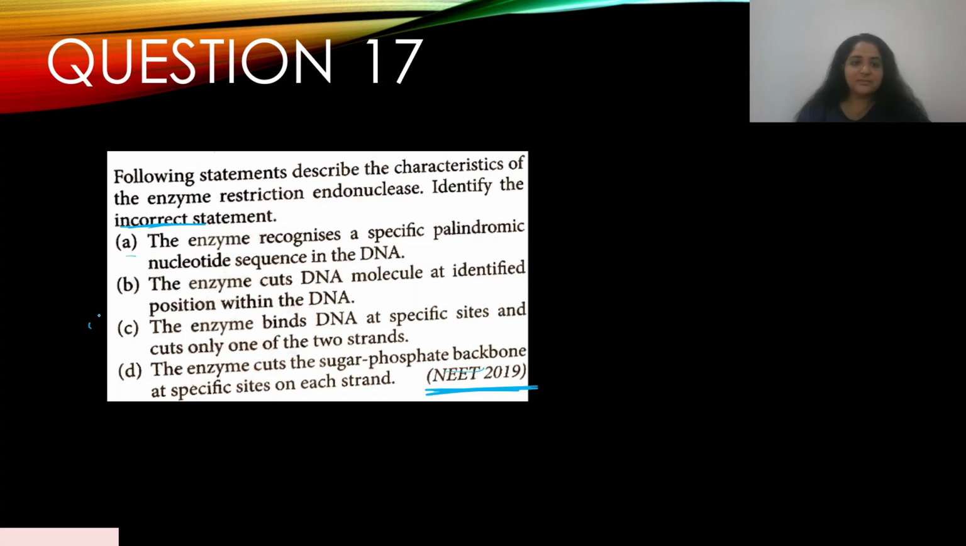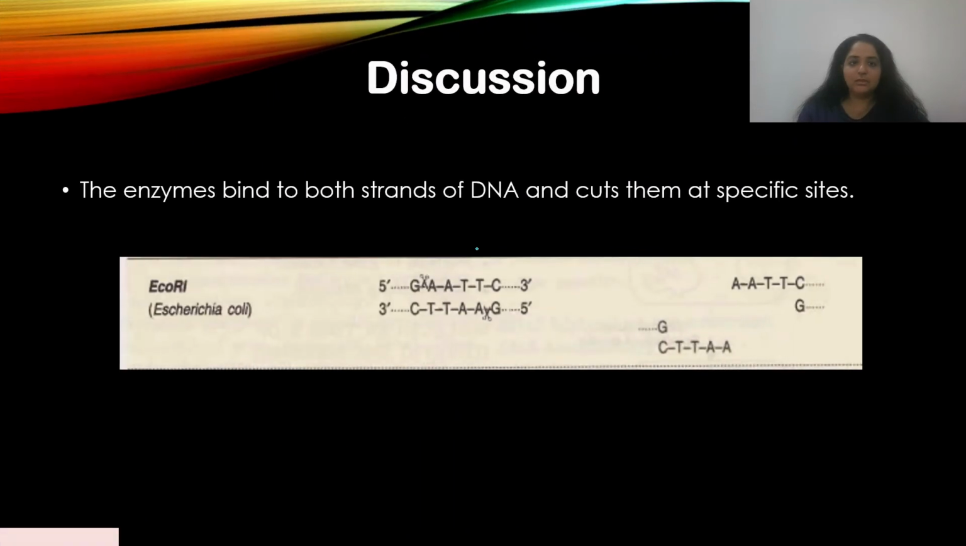The incorrect statement is actually C. It does not cut only one of the two strands, it cuts both the strands. So the answer is C. The enzyme binds to both strands of DNA and cuts them at specific sites. You can see here in the case of EcoRI, it will cut here as well as here. It won't just cut over here and not here. So it cuts at both sides. All right, so it was pretty simple.